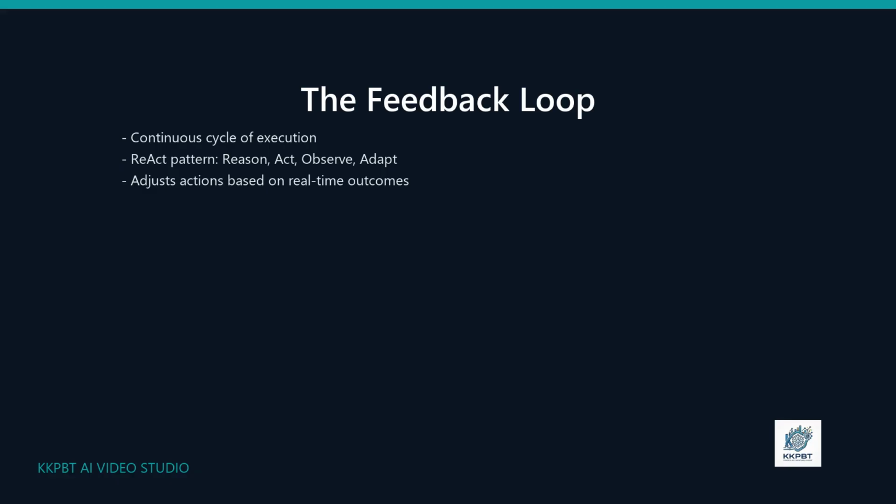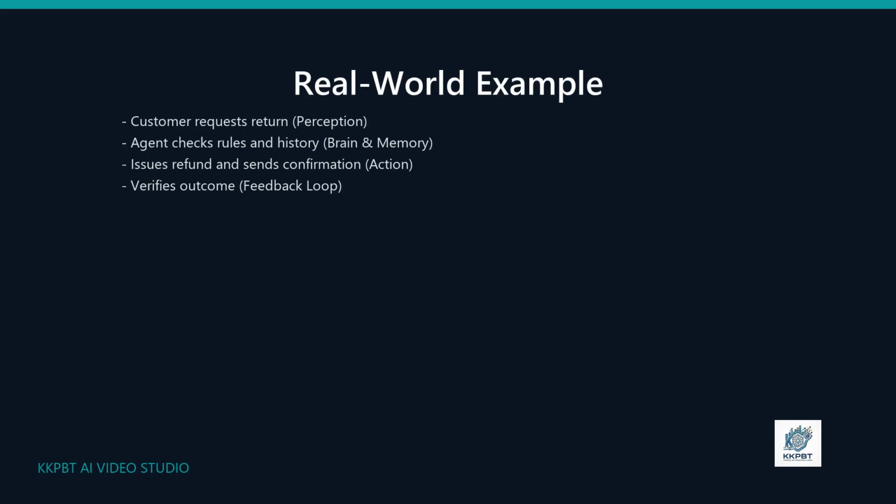Through a continuous process called the feedback loop, often using the ReAct pattern: reason, act, observe, and adapt. The agent makes a decision, performs an action, looks at the result, and adjusts its next steps until the goal is finished. Let's see this in a real-world example.